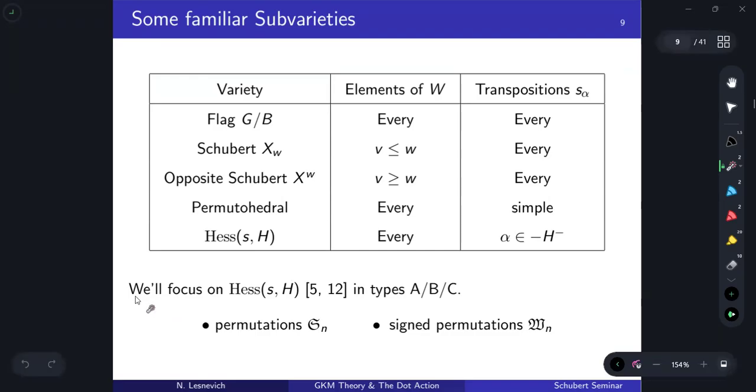So we're going to focus for the rest of the talk on regular semi-simple Hessenberg varieties in types A, B, and C. So our Weyl groups are going to be permutations and signed permutations, or the hyperoctahedral group for signed permutations if you like that name a little bit better.